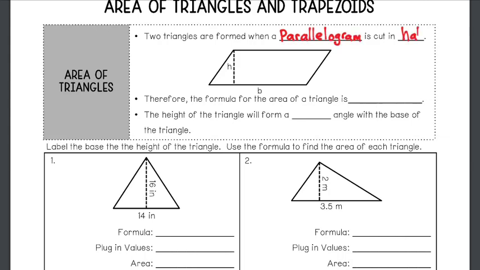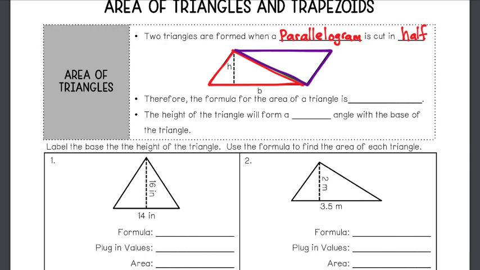So starting out, two triangles are formed when a parallelogram is cut in half. Here we have a parallelogram. If I take any corner and go diagonally across to the other corner, it would form two separate triangles. To show that, I trace it, and we see a red triangle and a purple triangle, and those two form a parallelogram.